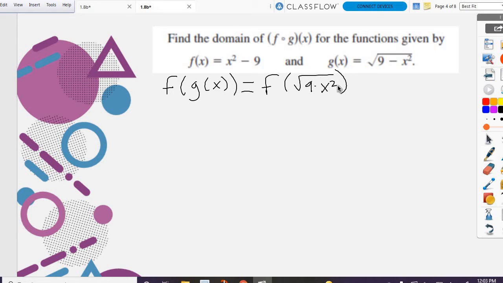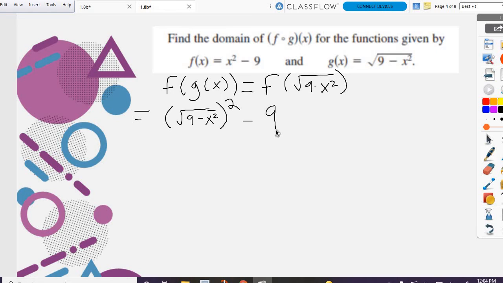Now, what am I going to do with my square root of 9 minus x squared? In which one? F. Yes. So I'm replacing my x with the square root of 9 minus x squared. But the squared still has to be on the outside. And then the minus 9 still has to be there. Are we all okay with how we got that? Yeah?